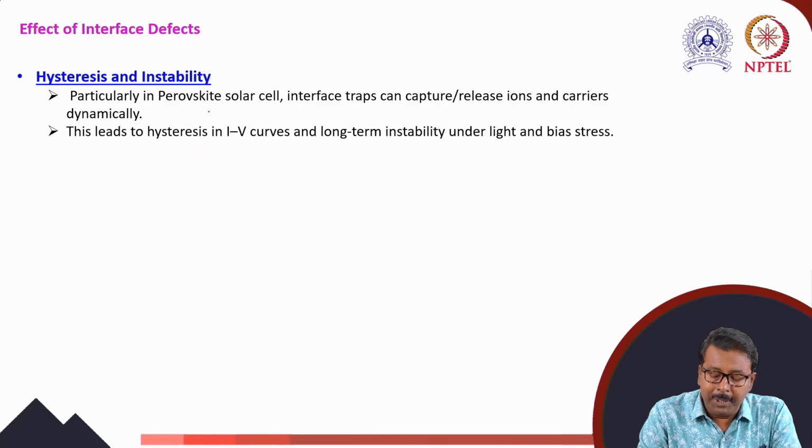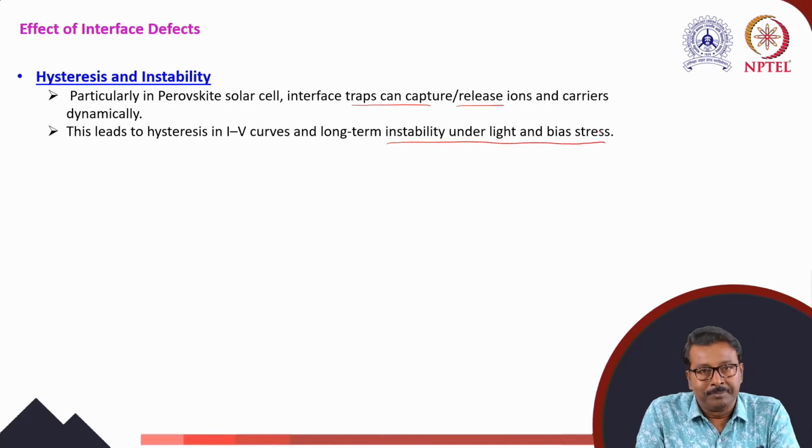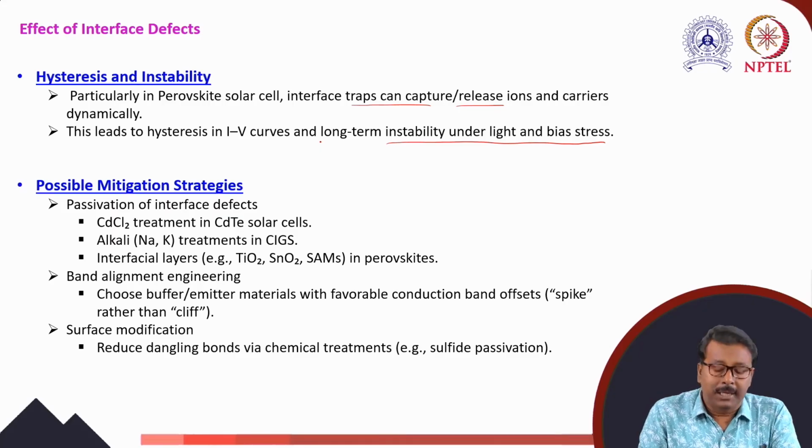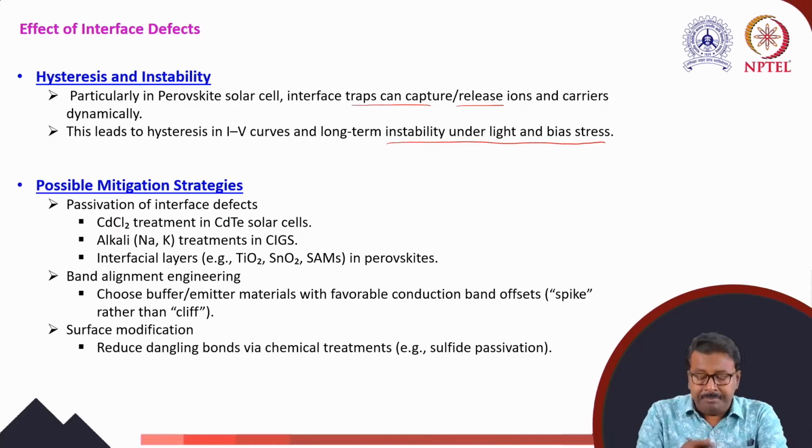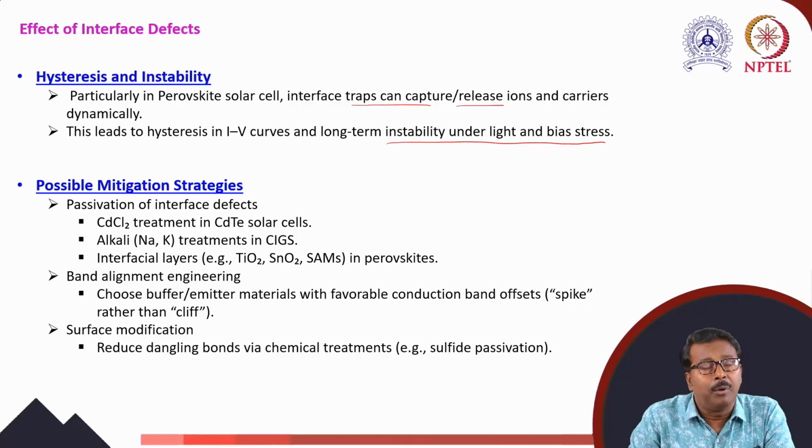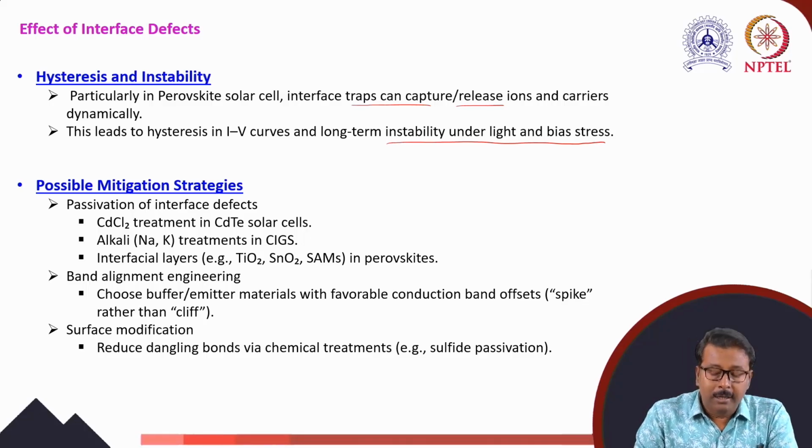Anyway, for a perovskite solar cell, the interface traps can capture and release ions. This capture and release process is time-taking, so there will be a hysteresis in IV curves, and long-term instability under light and bias stress is observed. So these are the main effects of these interface defects. Now you cannot totally avoid the interface defects. You can only mitigate the defects, and several mitigation techniques are there.